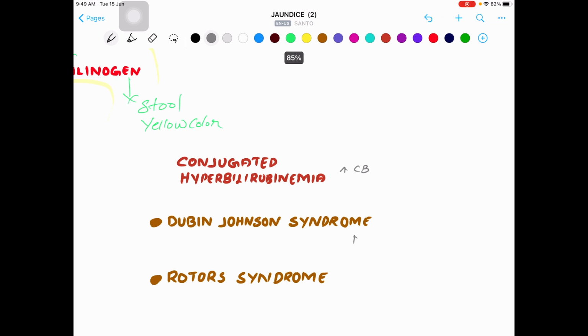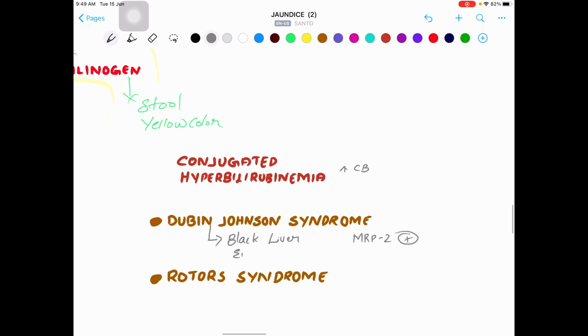Here the MRP2 protein will be defective. Conjugated bilirubin will be increased in the liver and also increased in the blood. Also, it is called the black liver. Why is it called black liver? Because epinephrine metabolites will be accumulating in the liver, so it will turn black in color.